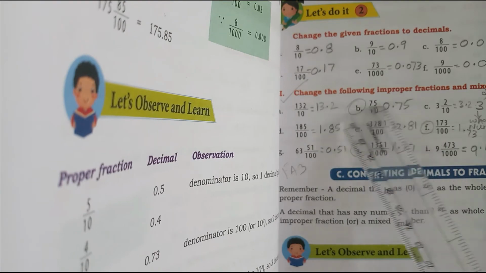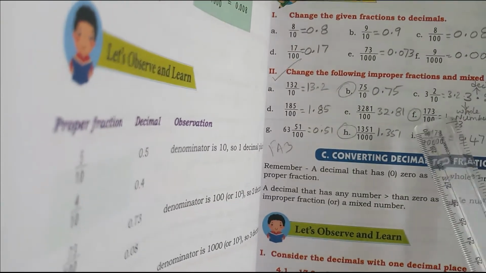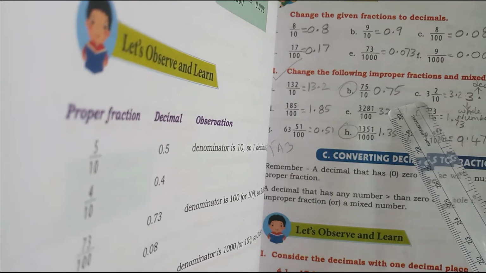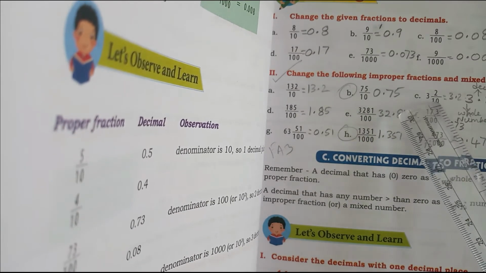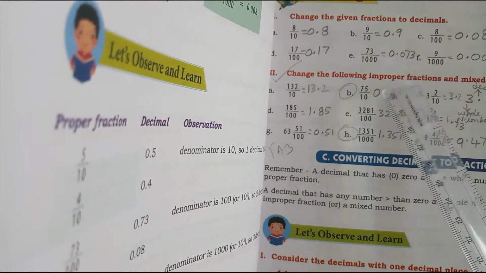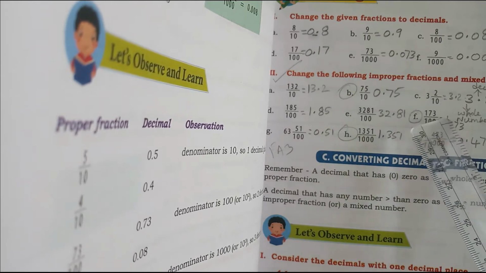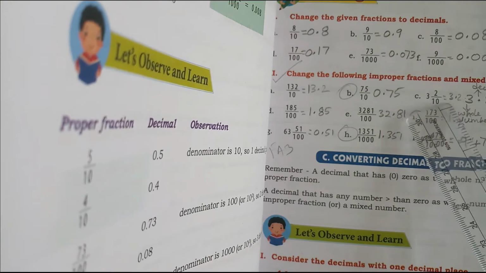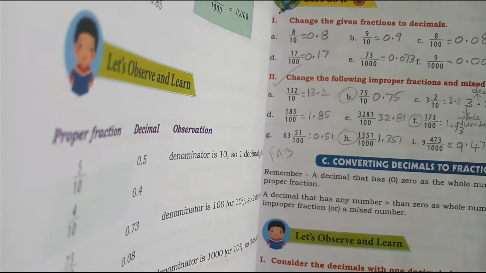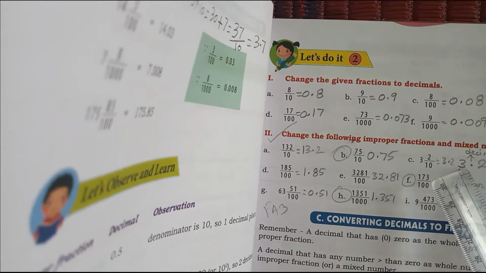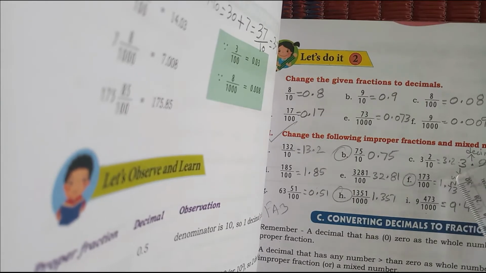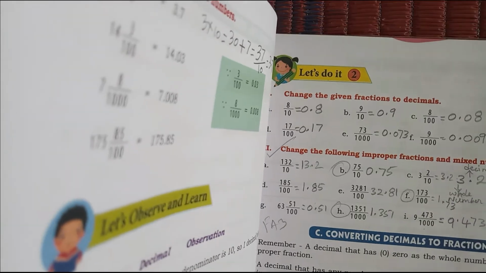Okay. And here if you see example C, question number C, 3 2 by 10. 3 2 by 10 you know very clearly, 3 tens are 30 plus 2 is 32 divided by 10. Our answer is 3.2. Here the 3 is the whole number and this is the decimal point and 2 is a decimal fraction. After the decimal point, 2 is there.